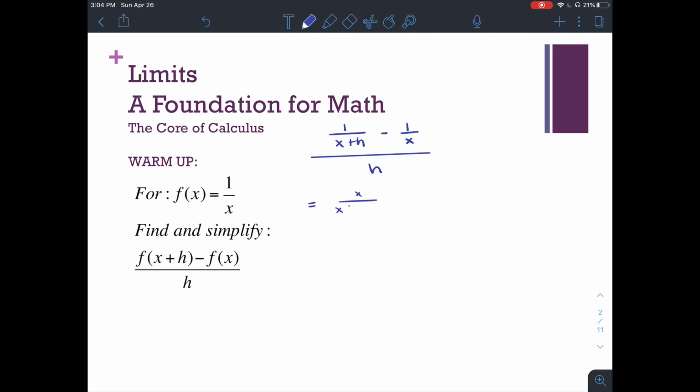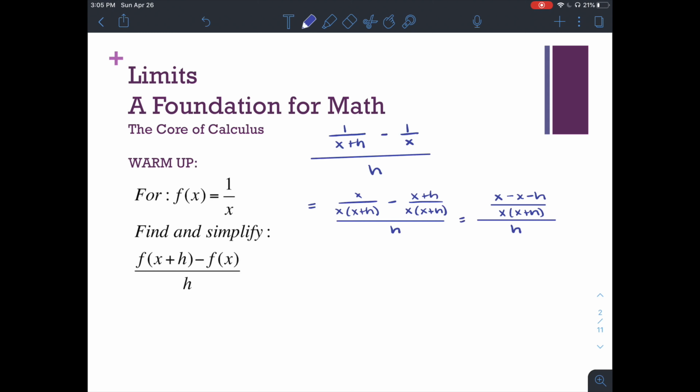So we end up with x over x times x plus h minus x plus h over x times x plus h, all divided by h, or x minus x minus h, and remember I'm just distributing that negative right there, all over x times x plus h, all of that over h, which gives me negative h over x times x plus h over h.